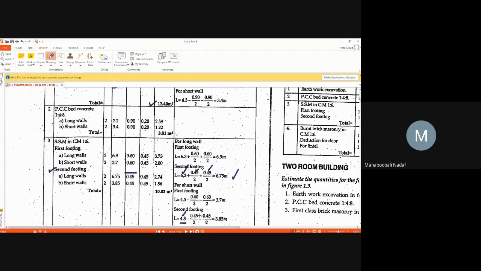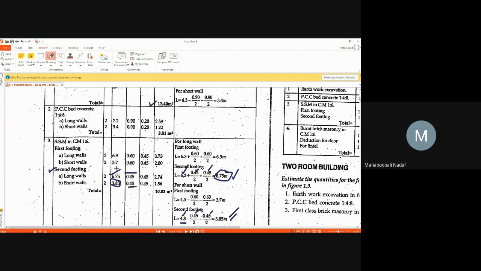But the only change is in the width calculation. What is that? Minus b by 2 minus b by 2. The width here is 0.45. So minus 0.45 by 2 minus 0.45 by 2. So how much are you going to get here? 3.85. So the corrected length for the long wall is 6.75 in the second footing, so I have written 6.75. The corrected length for the short wall in the second footing is 3.85, so that is why I have written 3.85.